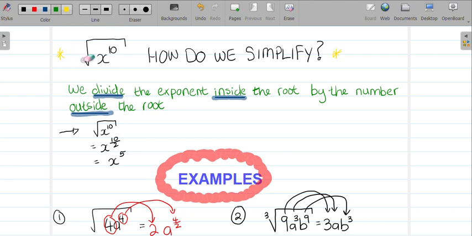So this is actually saying the square root of x to the power of 10. So let's put that into action. This is our question over here, and we said we're going to divide the exponent inside the root. So the exponent was 10, so we have 10 over here, and we're going to divide it by the number on the outside. And I said if there's no number on the outside, it means there's an imaginary 2, so it's a square root. So we'll divide it by the number on the outside, which was an imaginary 2. So it's as simple as that. So our final answer will be x to the power 10 divided by 2, which will give us 5. So our final answer is x to the power of 5.